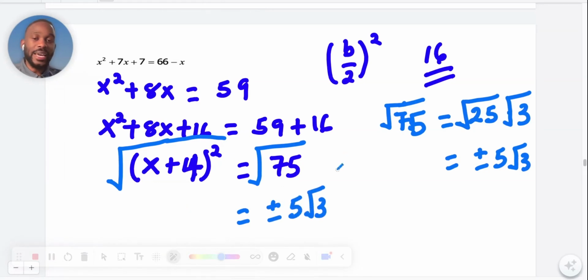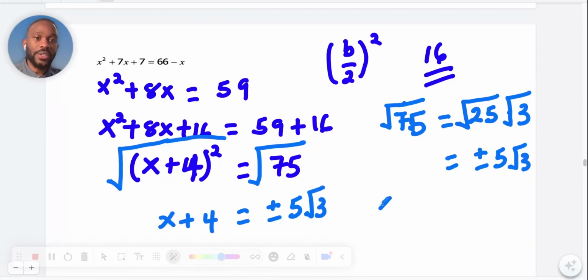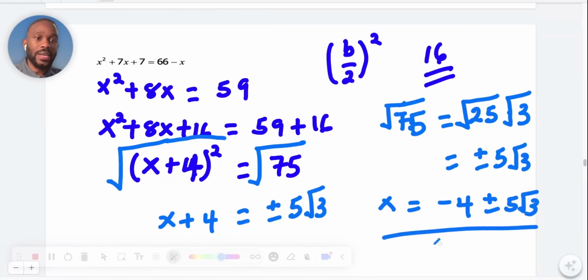And then on this side, the square root will cancel with the square. So we'll have x plus 4. So you subtract 4 from both sides of the equation, and you're going to have x is equal to negative 4 plus or minus 5 root of 3. Guys, you can leave your answer like that.